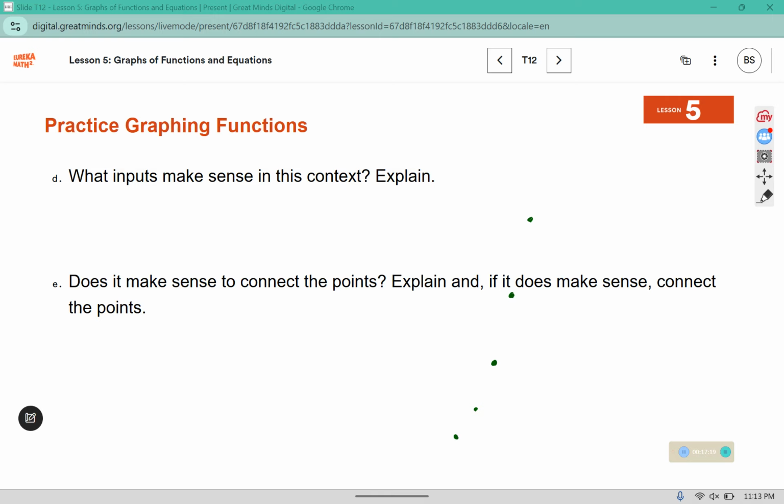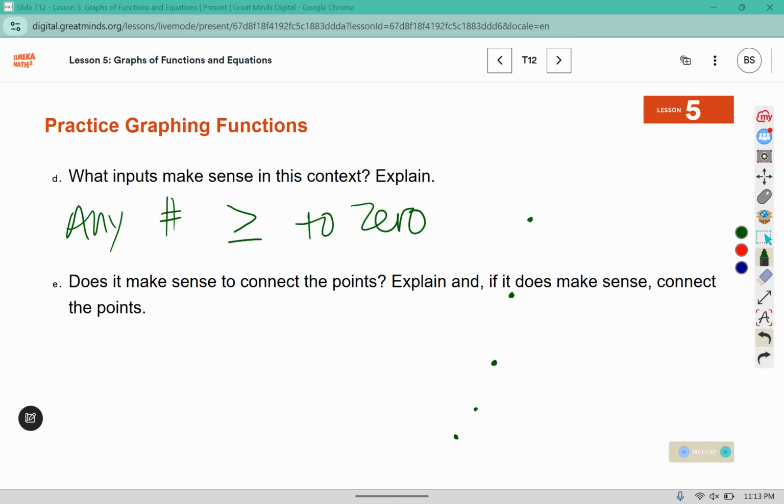What inputs make sense in this context? Well, we can have side lengths that are decimals, but we wouldn't want any negative values. So any number that is 0 or larger. Does it make sense to connect the points? Explain. And if it does make sense, connect the points.